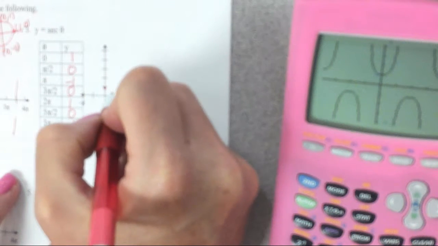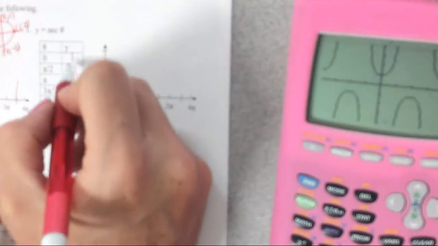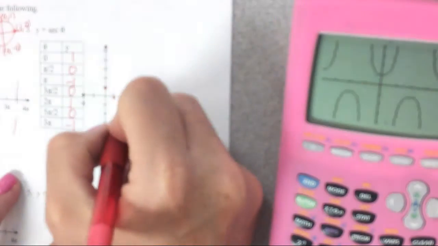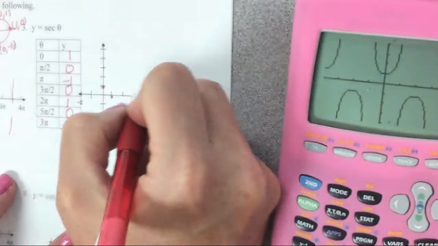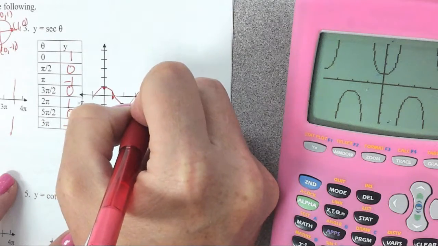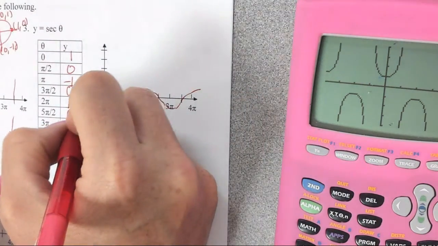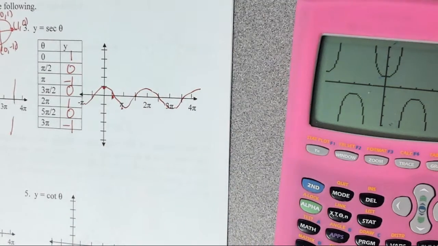At 0, we're at 1. Pi over 2, we're going to be at 0. But we're doing secant, not cosine. I just did cosine. So the cosine curve, we already know. It would have looked like this. Would have continued like that. So the secant curve actually comes up here, and it's going to look a little bit different. It's going to be the reciprocal of this.